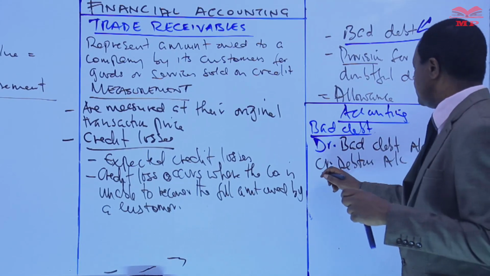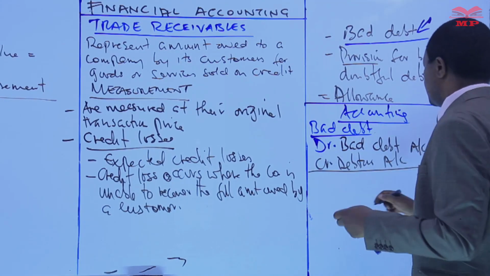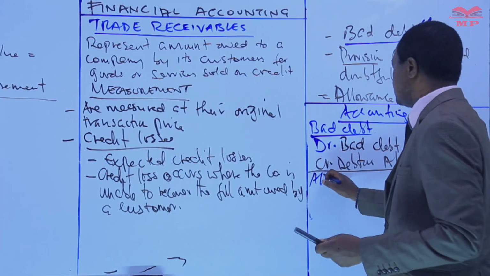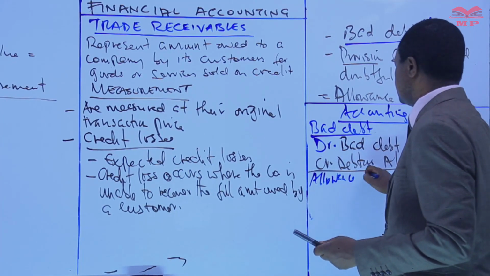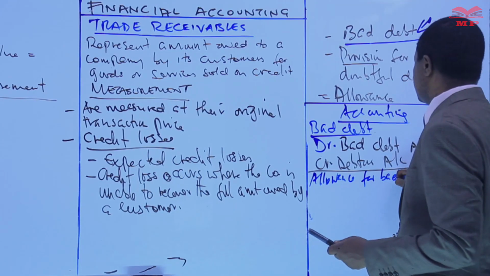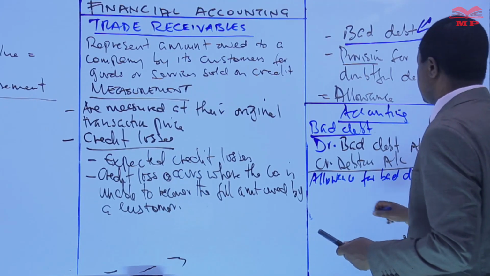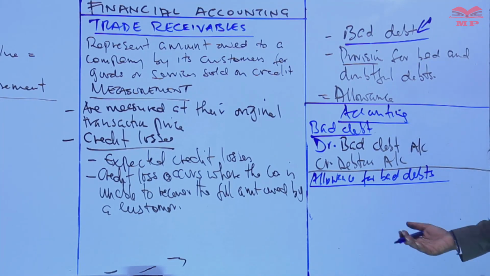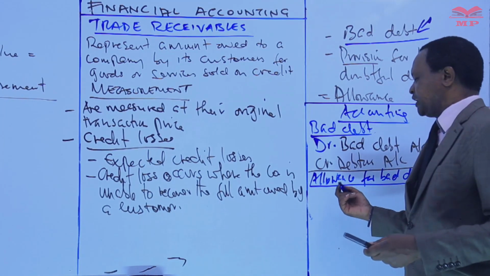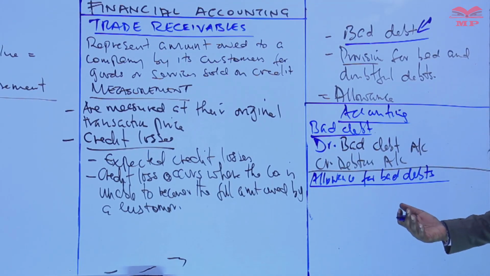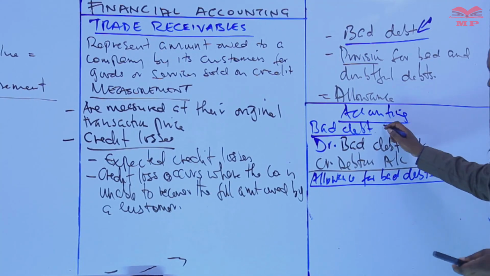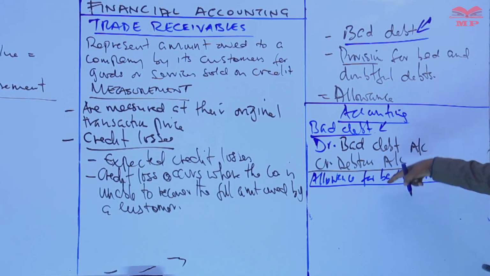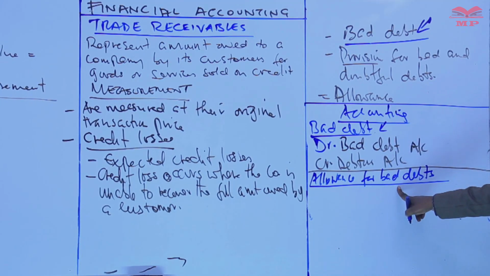So about provision. How do you account for allowance or provision? Allowance for bad debt. How do you account for the allowance? This is the expected bad debts. The bad debt in the first instance, these are debts that have been written off. After writing off, these are the entries. How about the allowance for bad debts?